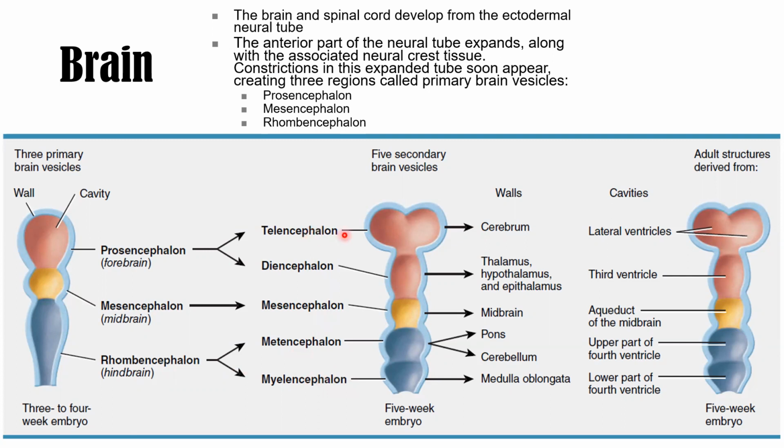Your telencephalon will later become your cerebrum. Diencephalon includes your thalamus, hypothalamus, and epithalamus. Mesencephalon will develop into your midbrain, metencephalon into your pons and cerebellum, and myelencephalon would be your medulla oblongata. And it's important to note also the different cavities of the brain, with the adult structures derived from the different secondary brain vesicles here.